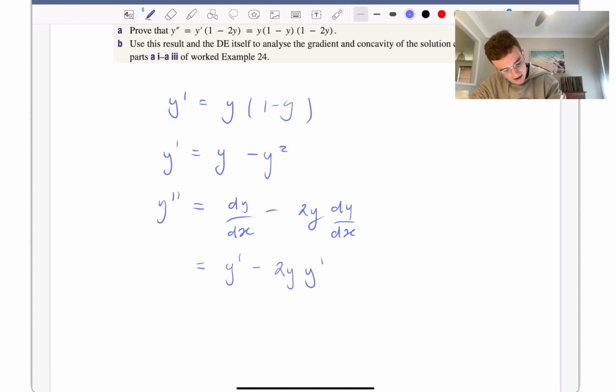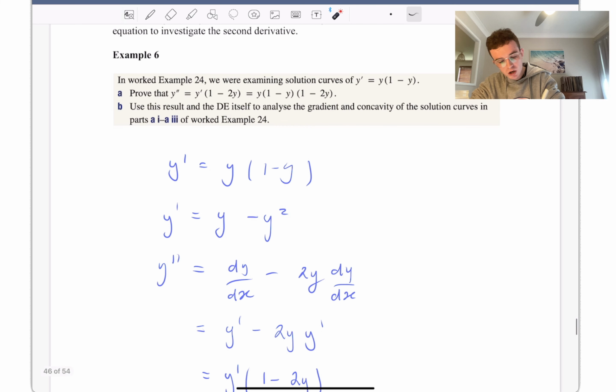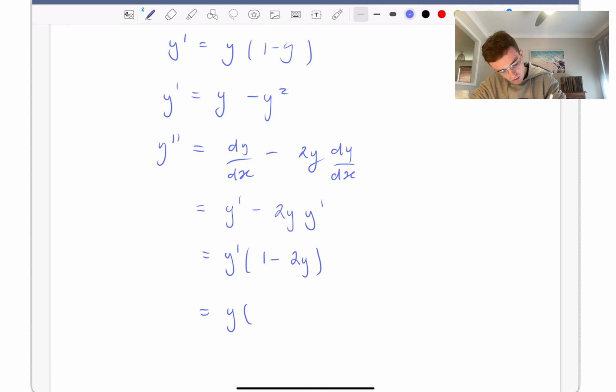Take out y dash, we get y dash times (1 minus 2y), which is what we wanted to prove initially, but we've got to prove this second bit. And we do know that y dash is equal to y(1 minus y), so let's replace it with that: y(1 minus y)(1 minus 2y). And we're done, we've proven that.